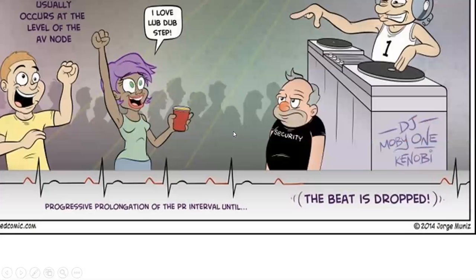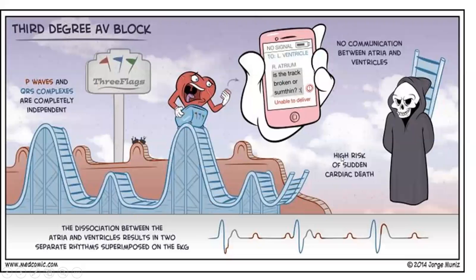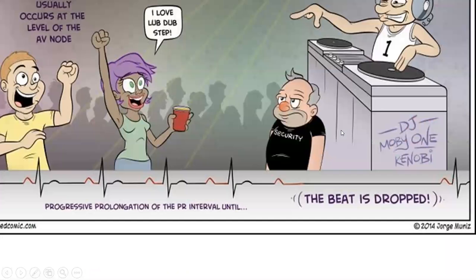And here again, we have an example of our Mobitz type 1, or our Wenckebach. It's not coming in all the way clear, sorry guys. Anyway, like I said, it usually occurs at the level of the AV node. And here she's saying, I love dubstep. And here we have DJ Moby 1 Kenobi. And here we have progressive prolongation of the PR interval until the beat drops.